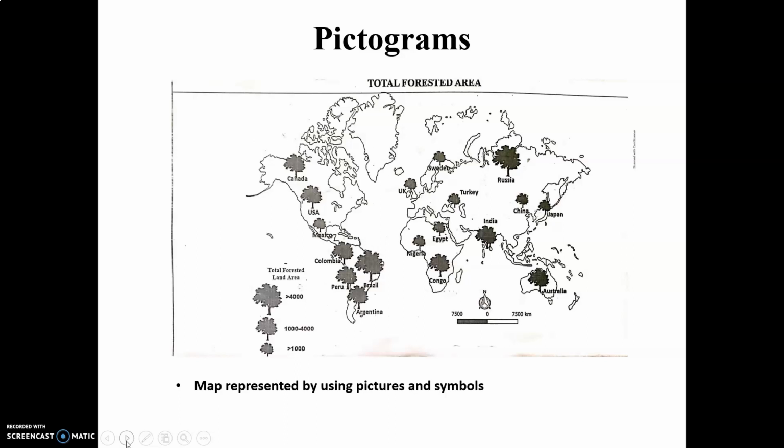In this map they want to show total forested area, so they have used the symbol of a tree. If they want to show population in the world, they will use the symbol of man faces. In the scale, the value of those trees will be given. You will just have to compare the value of the scale with the value shown on the map. And here some names are given: Canada, USA, Mexico, Colombia, Peru, Sweden, Russia.